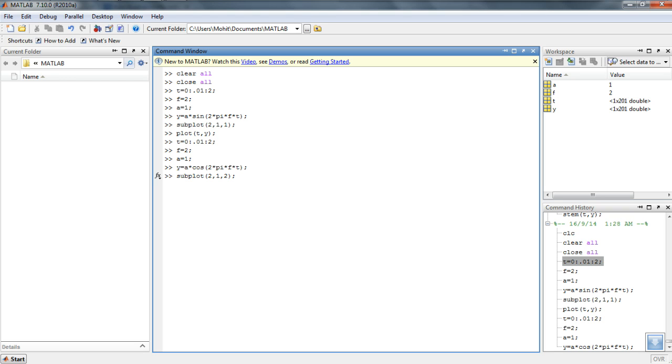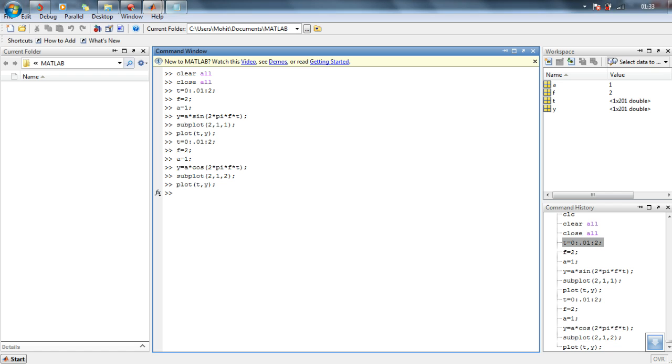And now I'll use subplot 2, 1, 2. You'll see this 2 and this 1. This 1 generates my plot in the first half of the plane, and this 2 will generate it in the second half of the plane. I'm not using the y-axis or the x-axis.